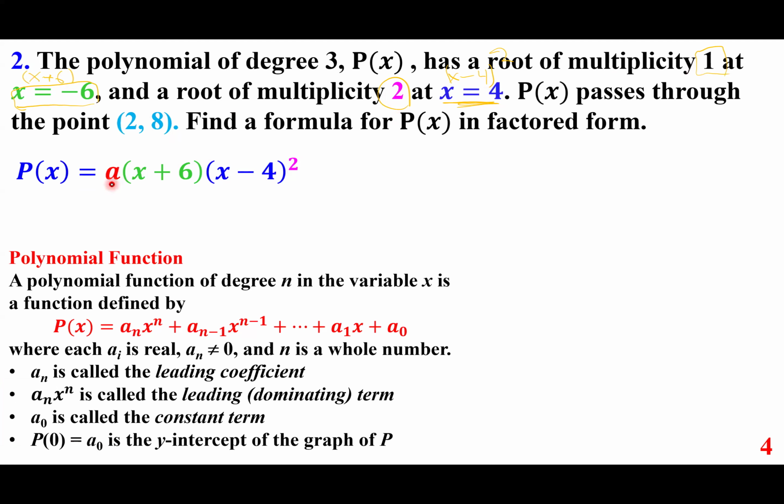So what is this a? We don't know what it begins with. How do we find that? Well, we are given a pair. Replace the x with 2, and p of x or y with 8. So p of 2 means 8 equals a times 2 plus 6, x minus 4 we replace with 2, and it's supposed to be 8. Obviously, this is 8. This is -2.